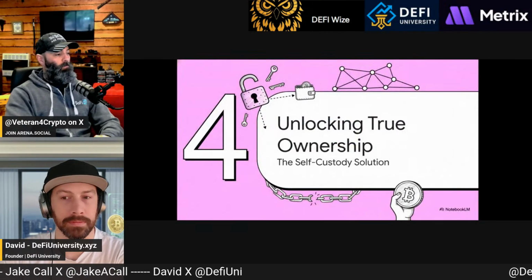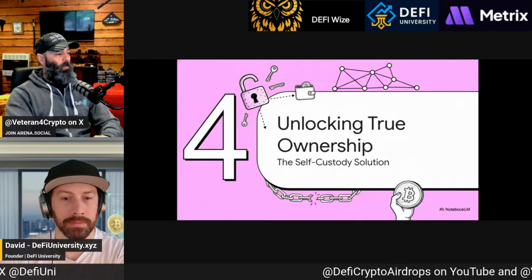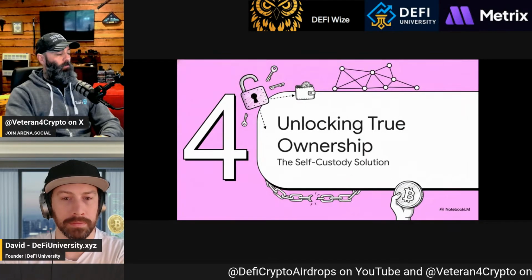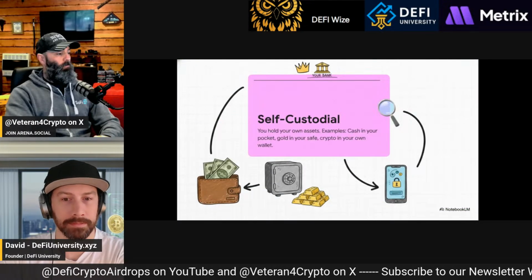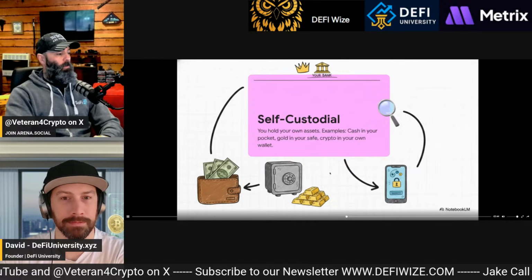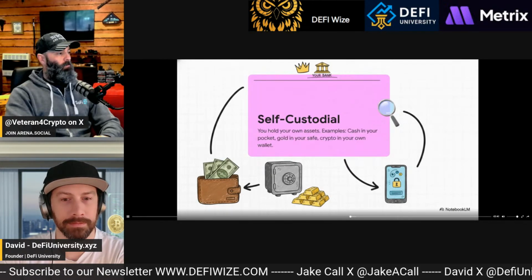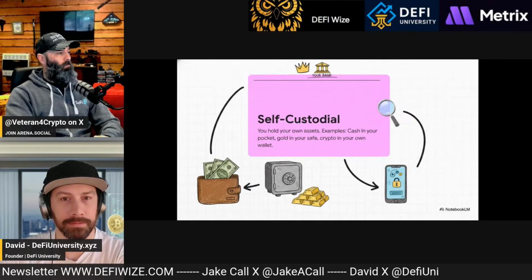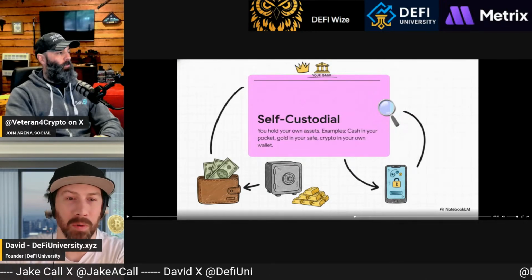Okay, so if leaving your crypto on an exchange is basically just holding an IOU, what's the alternative? How do you actually get to that true ownership we've been talking about? The answer, my friends, is self-custody. This is the digital version of having cash in your pocket or gold bars in your own safe at home. You hold the assets directly because you and only you control your own private keys in your own crypto wallet. Wow, this is so powerful.